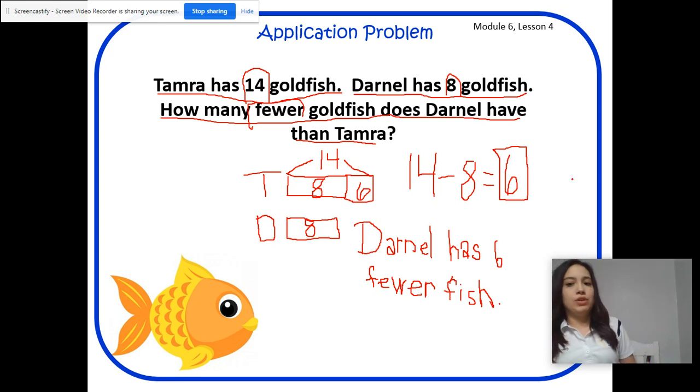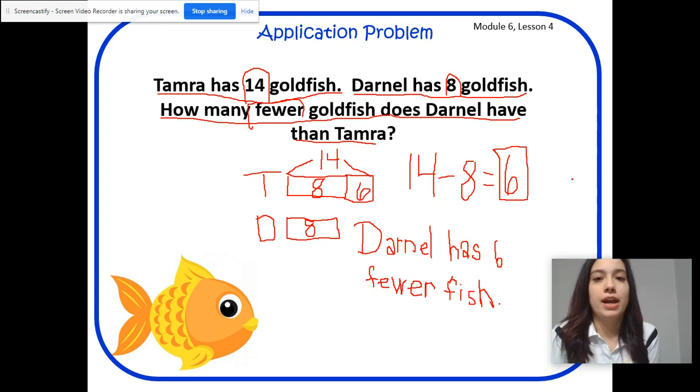So now if you need some time to go ahead and write this in your application problem, go ahead and press pause at this time before you continue with the video. Press play whenever you're ready.